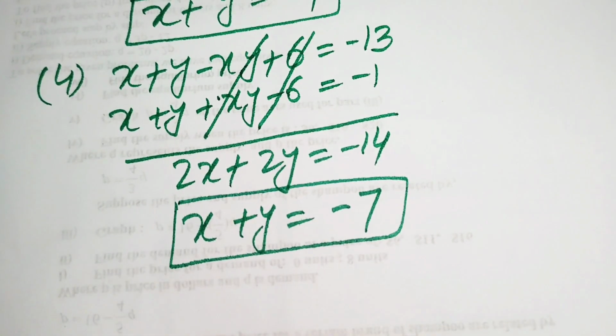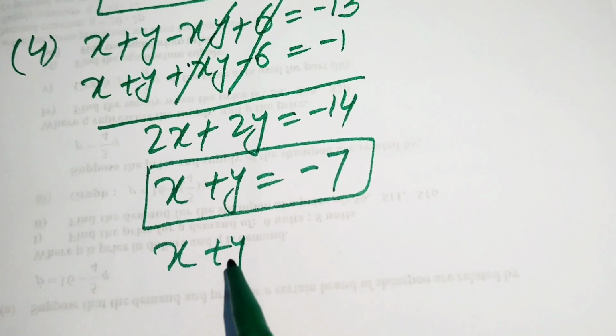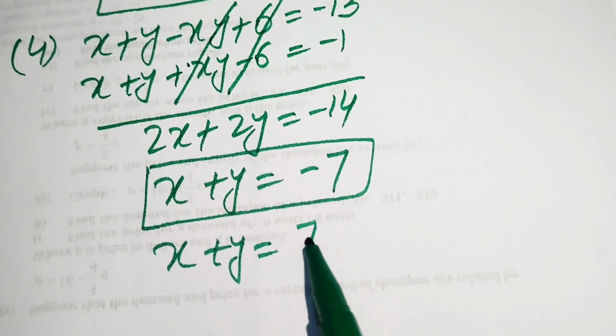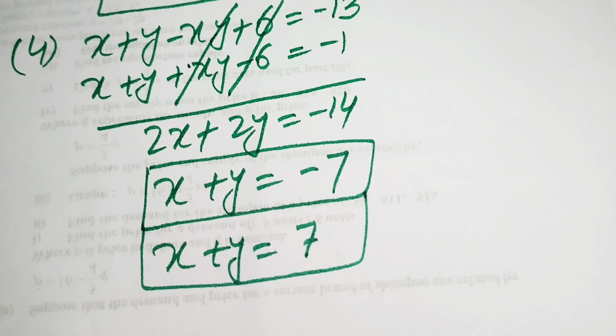So from these four cases we get only two values of x plus y. One is minus 7 and the other is plus 7. These are the two answers of this question, and this is the final answer.